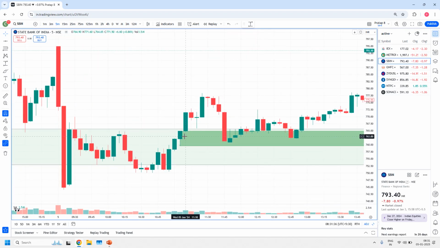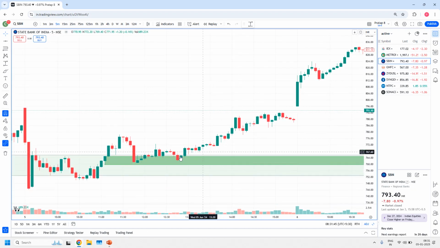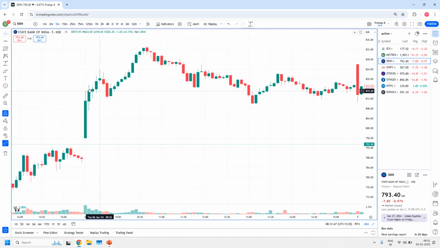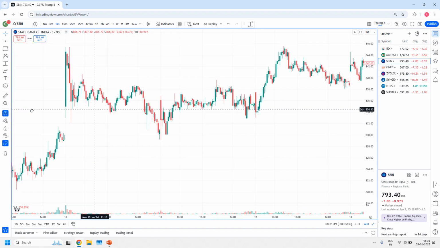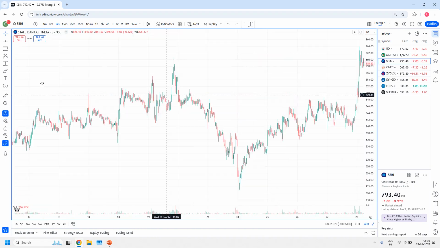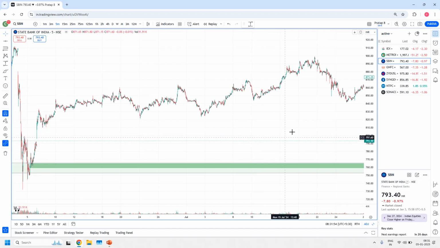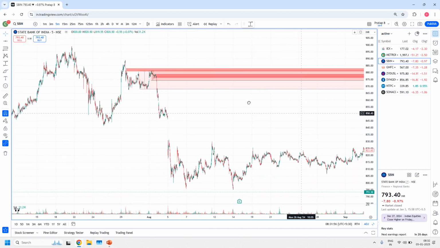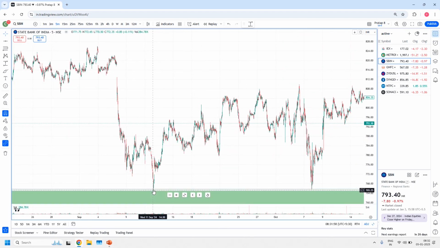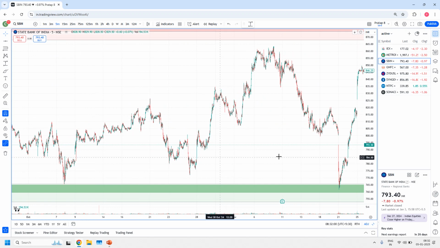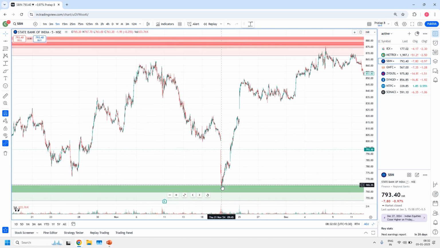This rally, base, rally. From here they picked up and pushed it. Again tested and pushed further up. They might keep on adding new order flows into this zone. That's why it is working multiple times. Already 2 times it worked from that zone. See, this is the 3rd time. This is the 4th time. And the recent one is the 5th time.